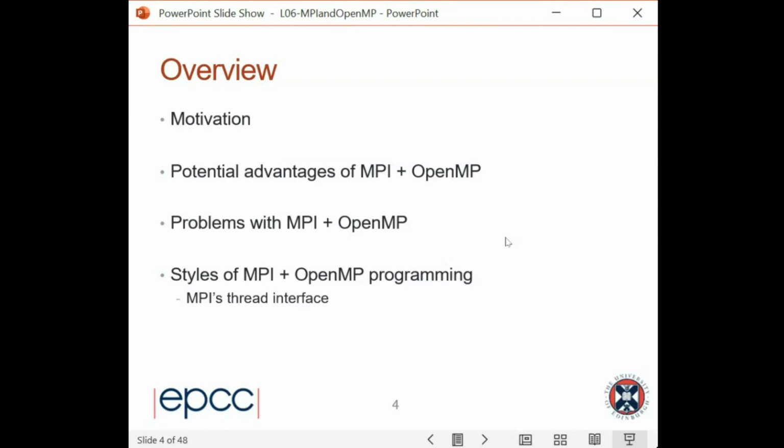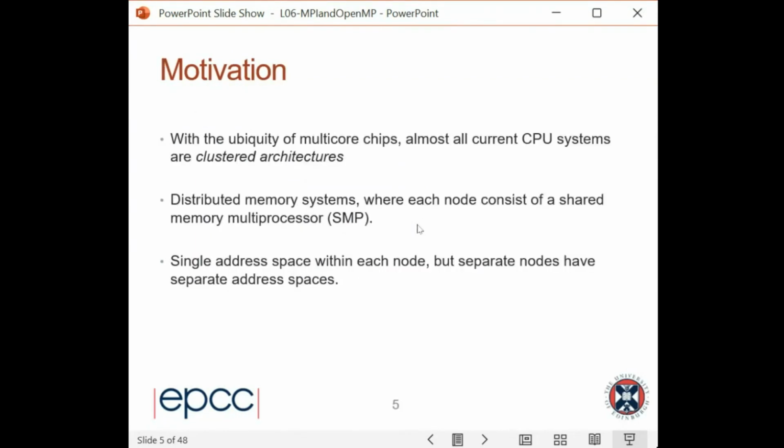So if there's one thing I would say, before you embark on this style of programming, you should really convince yourself that there are good reasons why it will be worthwhile. So I'll talk about the motivation, the potential advantages, problems with MPI, and then I'll talk about the various styles. There are various styles of MPI and OpenMP programming. I'll basically cover the most basic style in the first lecture, and then we'll carry on to the more advanced usage in the next lecture.